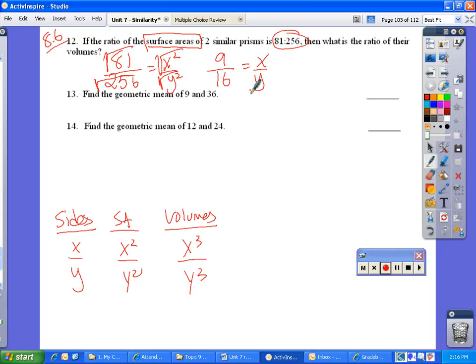So to find the ratio of the volumes, I have to cube them: 9 cubed to 16 cubed. And I believe you can use your calculator for that. I think that's 729 over, not squared, sorry, 729 over 4096.